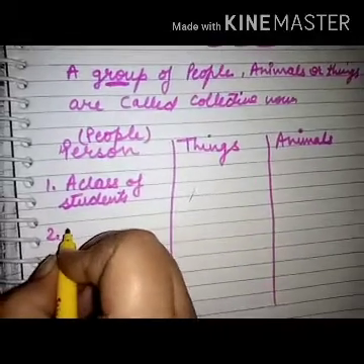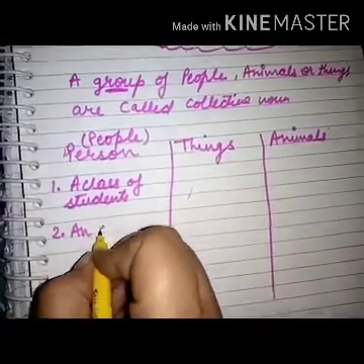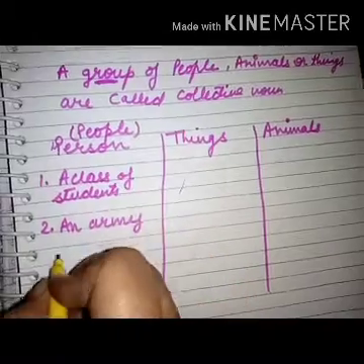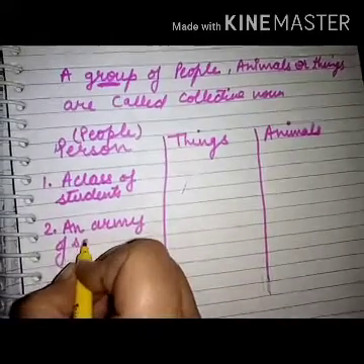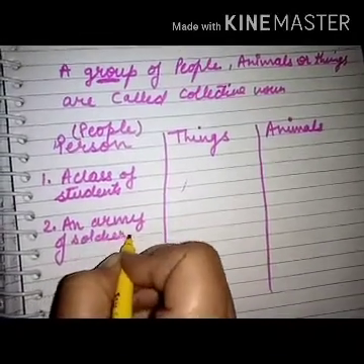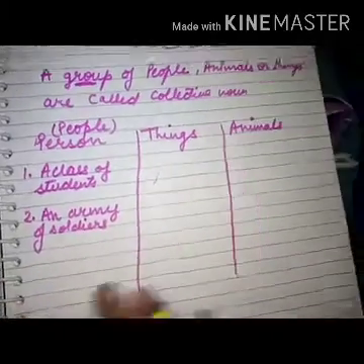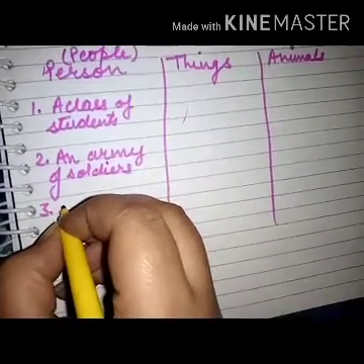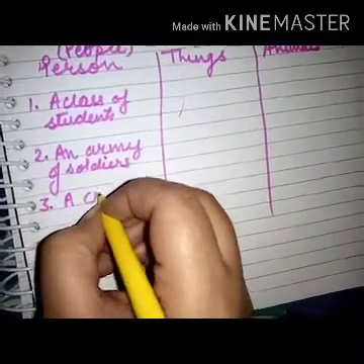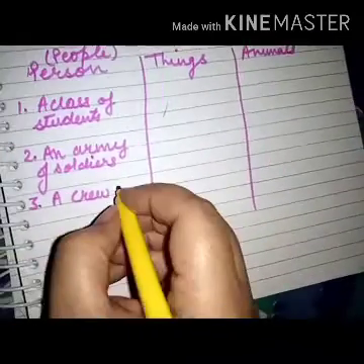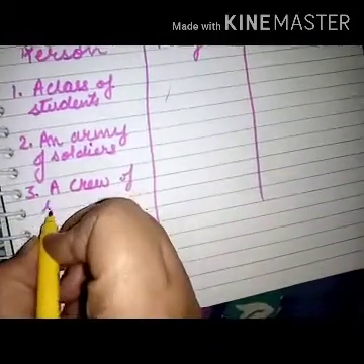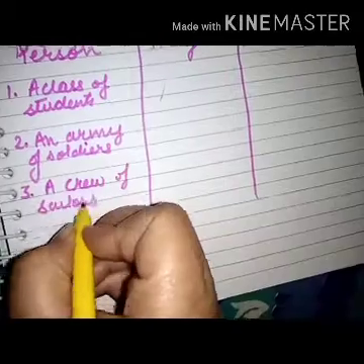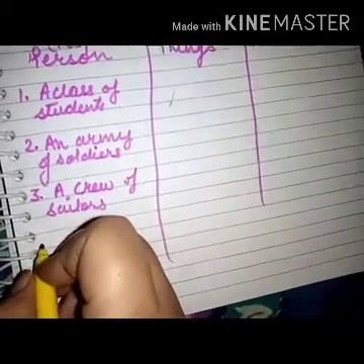Next is an army of soldiers. In army, so many soldiers, so it is a collective noun. The third one is a crew of sailors. A crew of sailors.